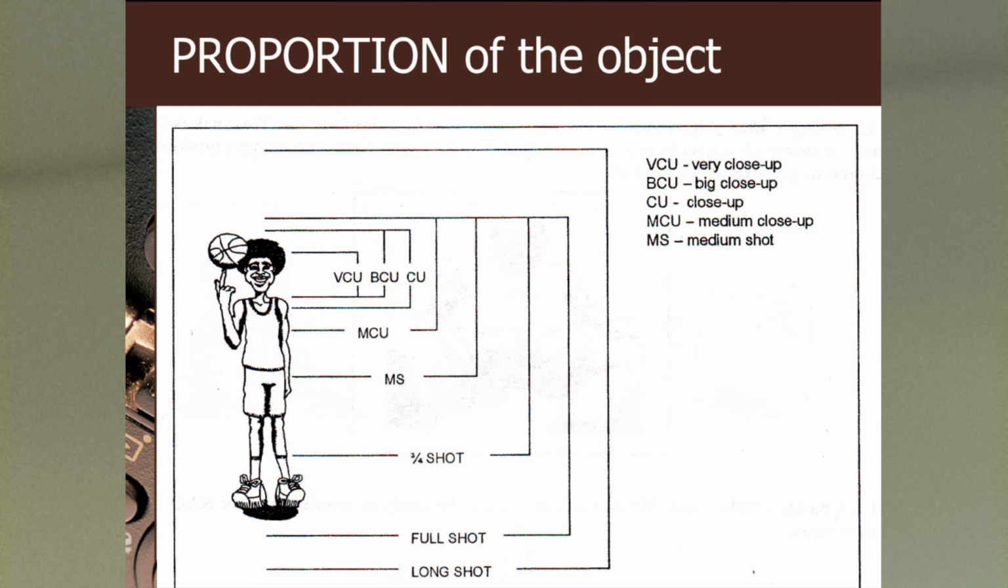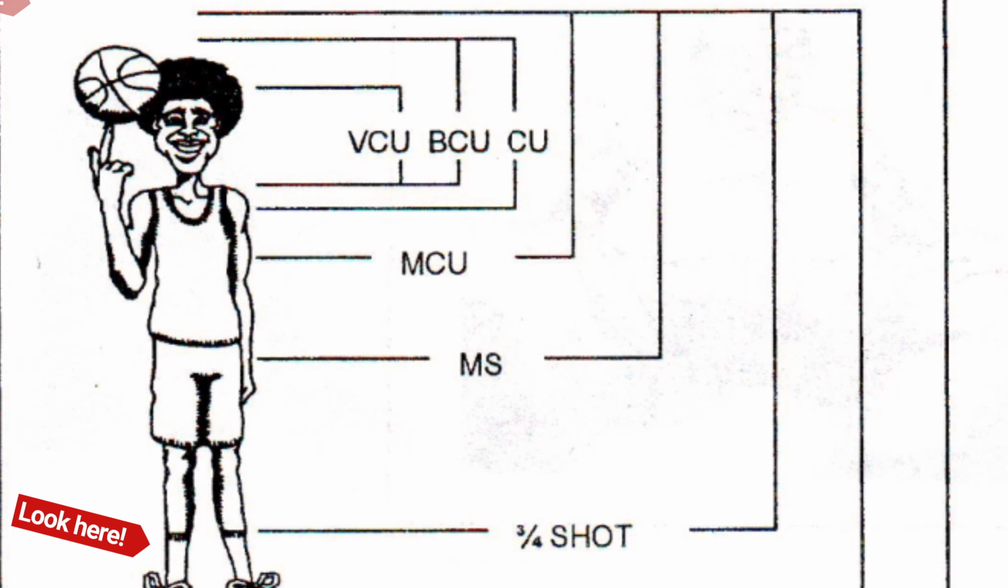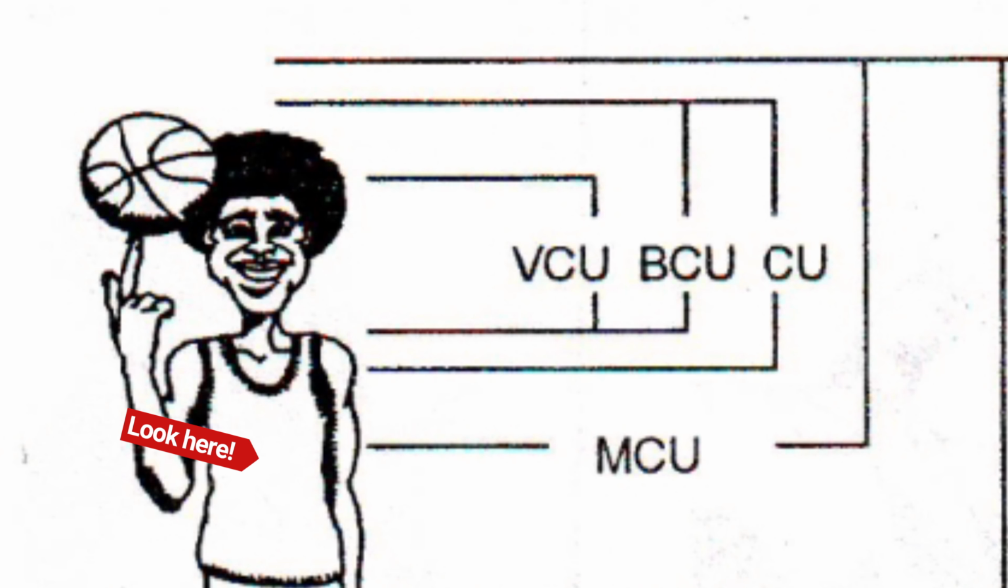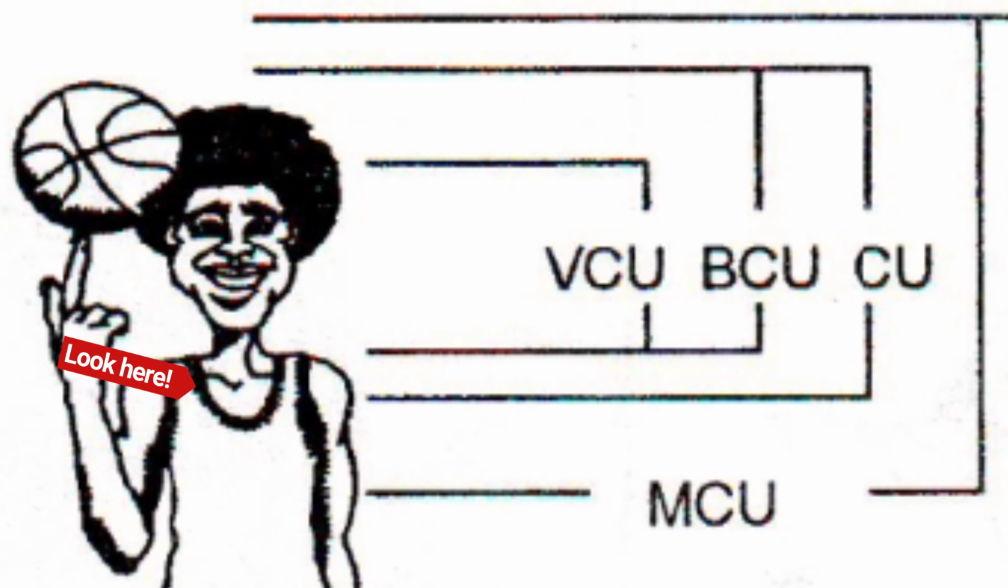There's such thing as 3/4 shot, and that is from the knee of a person up to his head with a headroom. MS is medium shot or from the waistline up to the head and again with a headroom. Then there's MCU or medium close-up or the bust shot with a headroom. CU or close-up is from below the shoulder but with a lesser headroom.